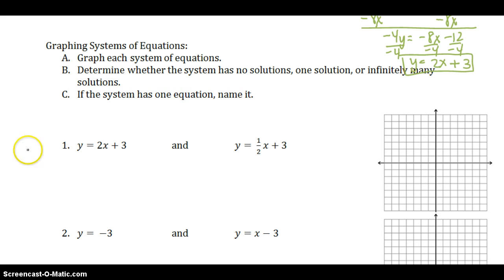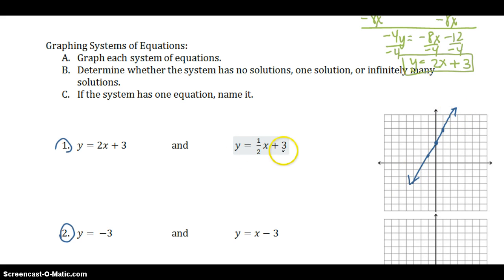So here we go. I'm going to do number 1. I'm going to leave you to do number 2. So I take my time and I come over to my graph and I find the y-intercept is 3. My slope is 2, so rise 2, run 1. There's 3 points. Take a straight edge. I'm going to use the edge of my paper. And there's your first line.